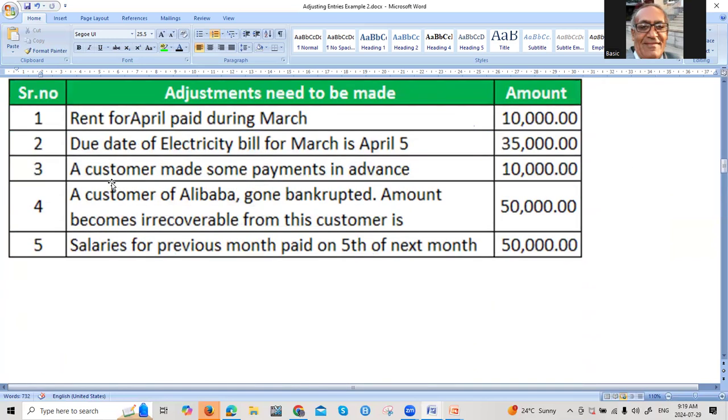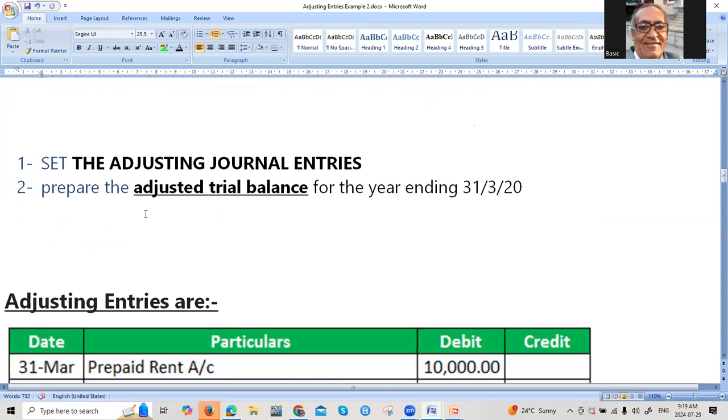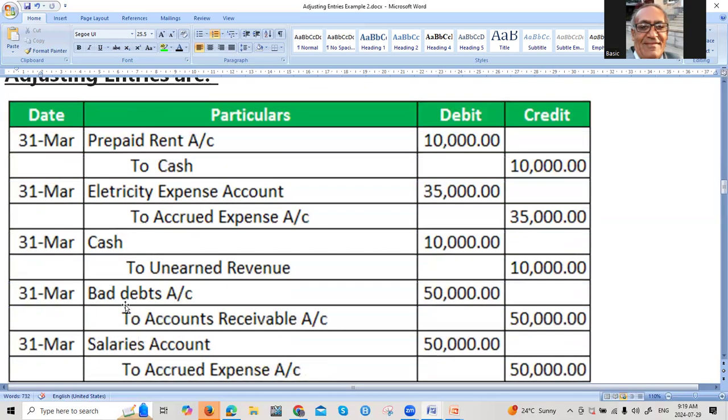Third, a customer made some payment in advance. This is unearned revenue. We call it unearned revenue. So a customer made some payments in advance with how much? With 10,000. This we call it unearned revenue. So in that case, unearned revenue 10,000, unearned revenue 10,000. We do the following: unearned revenue. So we'll go to the transaction 3 and see.